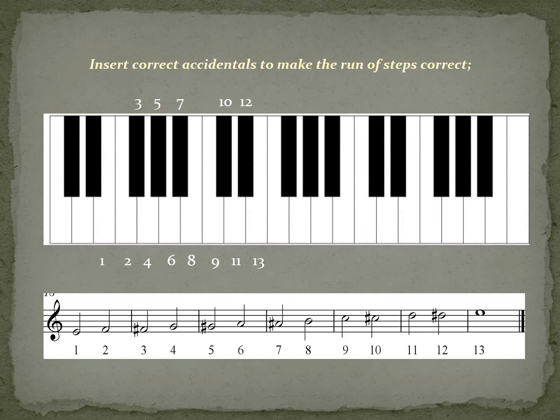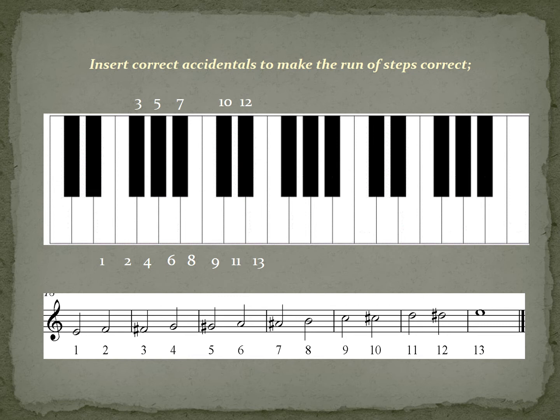And here we can see we insert the correct accidentals to make the run of semitones or steps correct. So on the piano keyboard, number 1 on the score is an E. That's the only choice at the moment we need to do. Number 2 on the score is an F. That's corresponding to the F note.